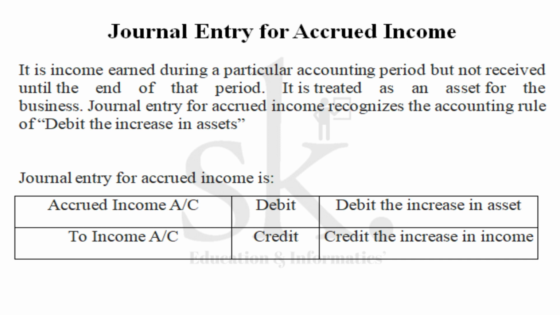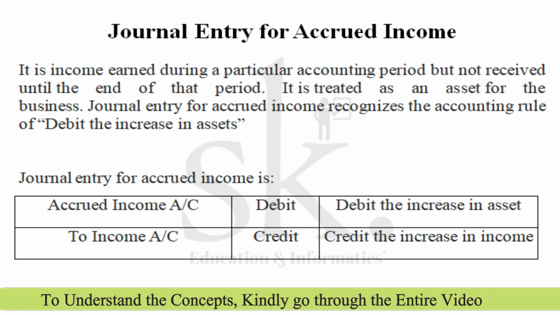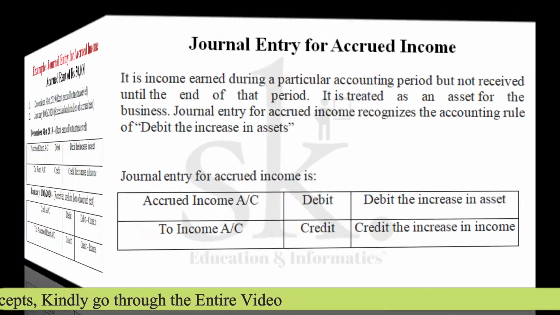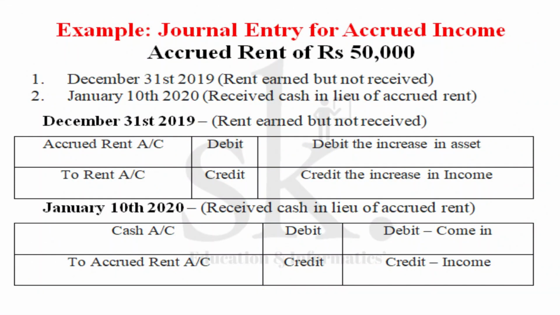So we identify here two account heads. One is accrued income, another is the income account. Now accrued income being a part of an asset, increase of an asset has to be debited. And income being increase in income, part of nominal account has to be credited. Let's understand this with reference to an example. Accrued rent of rupees 50,000. So we are supposed to receive rent as a part of our income for rupees 50,000.